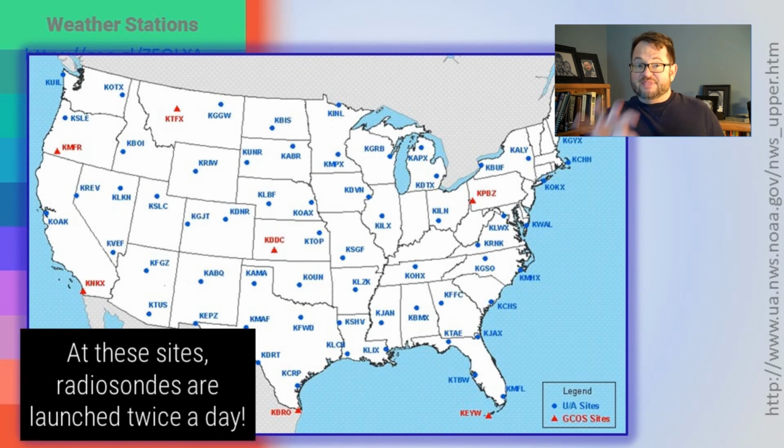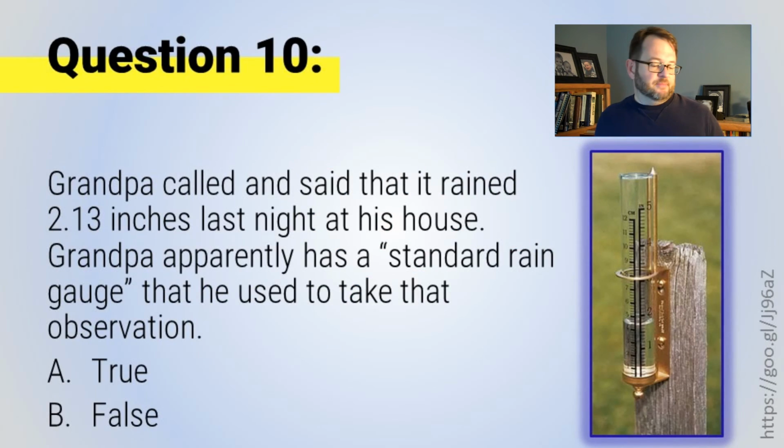Alright, we have wrapped up the in-situ part then of this very long lecture. You still have the remote sensing part to go, but let's do a couple quick questions about what we just saw. Question 10. Grandpa just called, and he said that it rained 2.13 inches at his house last night. Apparently Grandpa has a standard rain gauge that he used to take that observation. I have a picture of a standard rain gauge if you don't remember what that one looked like. True or false? Could he have gotten that observation from a standard rain gauge? Alright, make a choice from those two options and get some feedback before you move on to question 11.